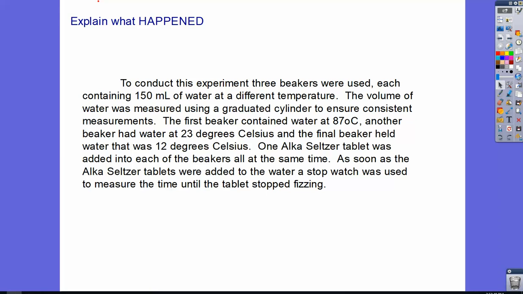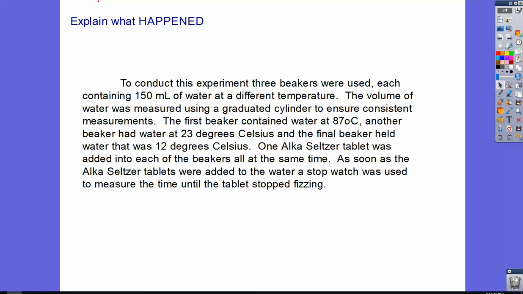So now I've listed the materials that I'm utilizing. I have these 3 beakers. They have different temperatures of water, and how I measured that water out. The first beaker contained water that was at 87 degrees Celsius, another at 23 degrees Celsius, and the final beaker at 12 degrees Celsius. So now my reader knows what temperature the water containers were, not just that they were different amounts. And then 1 Alka-Seltzer tablet was added into each beaker all at the same time.